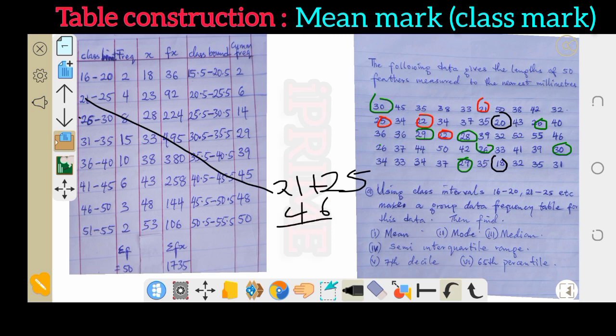46. Then divide 46 by 2. You have 23. That's the 23 we have here. The first one I did before, we got 18. That's the 18 we have here.